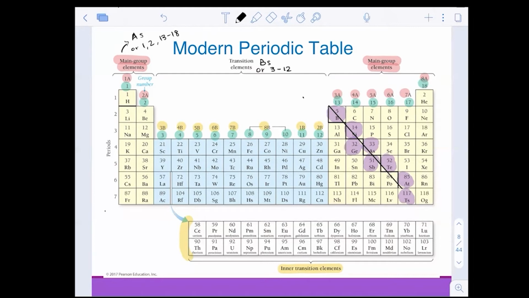So again, things on the left are metals. This little corner over here on the right are the nonmetals.